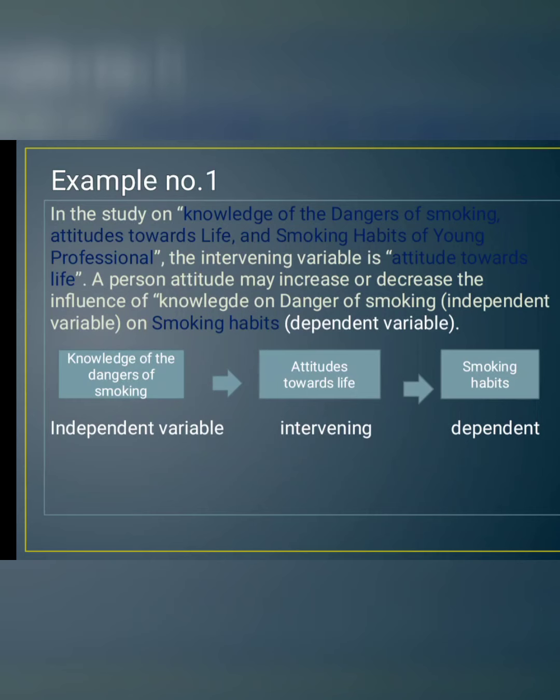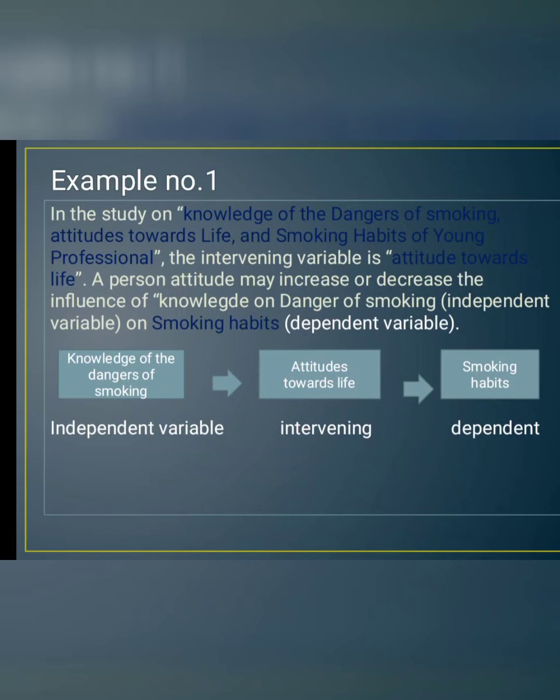So ngayon, upang maintindihan natin itong problem or itong study, sa intervening variables, kailangan niyang ipaliwanag kung ano yung nagiging attitude ng isang taong naninigarilyo o ano yung pagkakaiba niya towards life. Sa independent naman, ito yung dahilan kung bakit niya ginagawa yun. And then, as sa dependent is the smoking habits. Dito niya ngayon ma-realize kung ano yung naging epekto sa kanya dahil sa kanyang paninigarilyo.